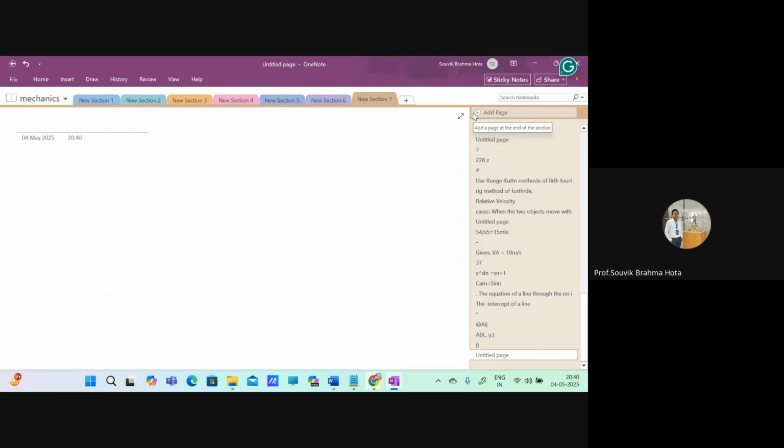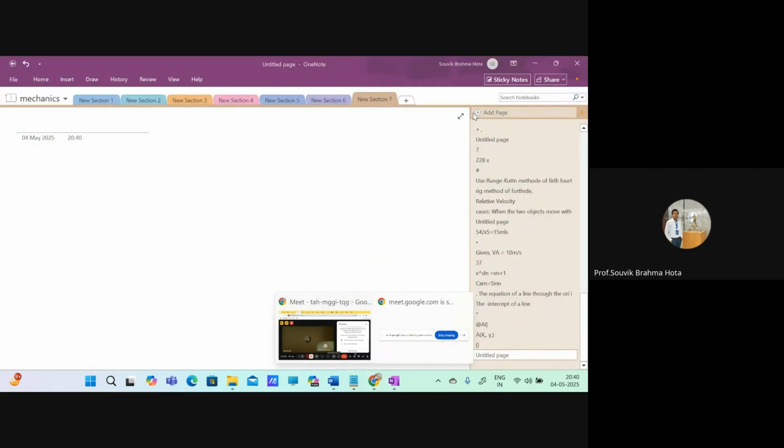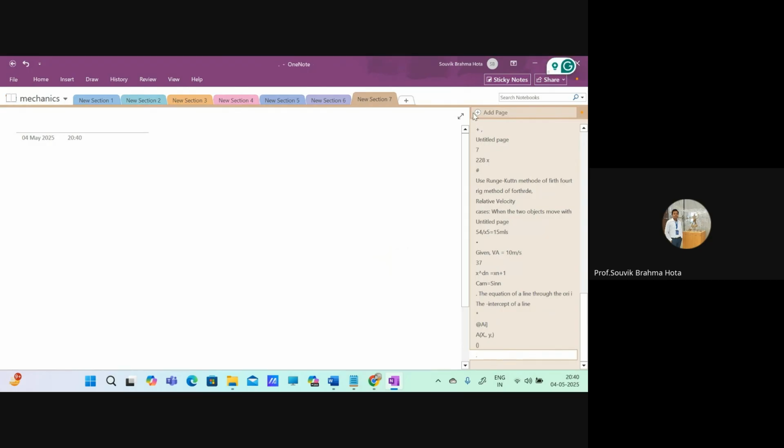Now moving to the next concept. This equation has been done for one given point. Now the equation of a straight line through two given points. Two values will be given, but they have not said anything about any gradient. So two given points will be there.